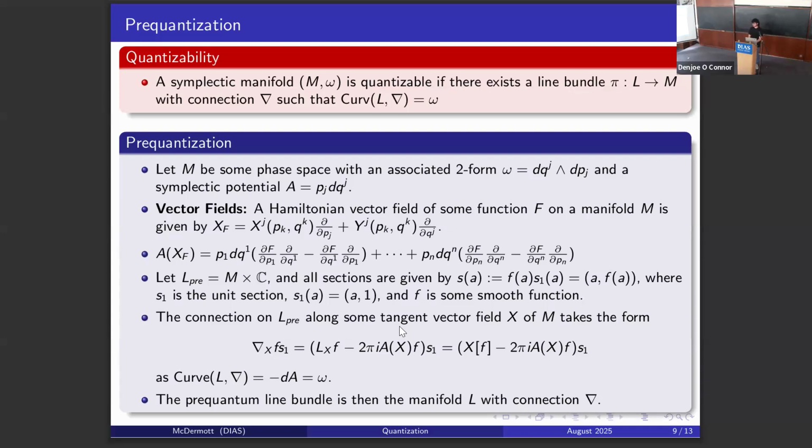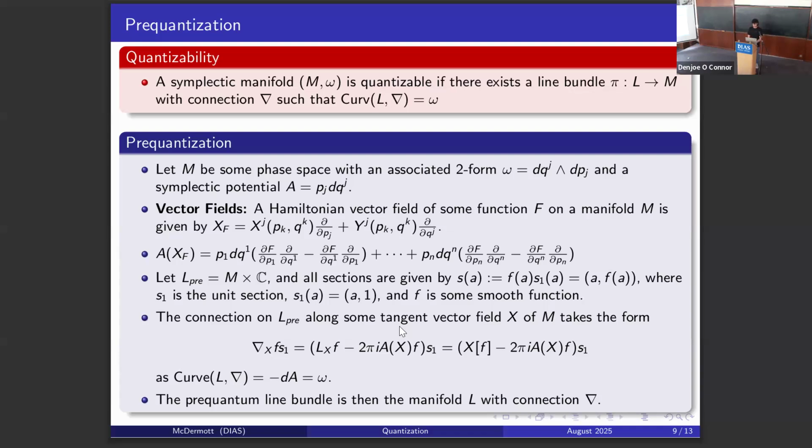For this trivial line bundle, the connection can always be written in the form of a Lie derivative of some function minus some one-form contraction against a vector field. And when we compute the curvature of this connection, we actually do in fact get that our curvature is equal to the exterior derivative of our one-form, which is exactly our connection. So this system would be quantizable.